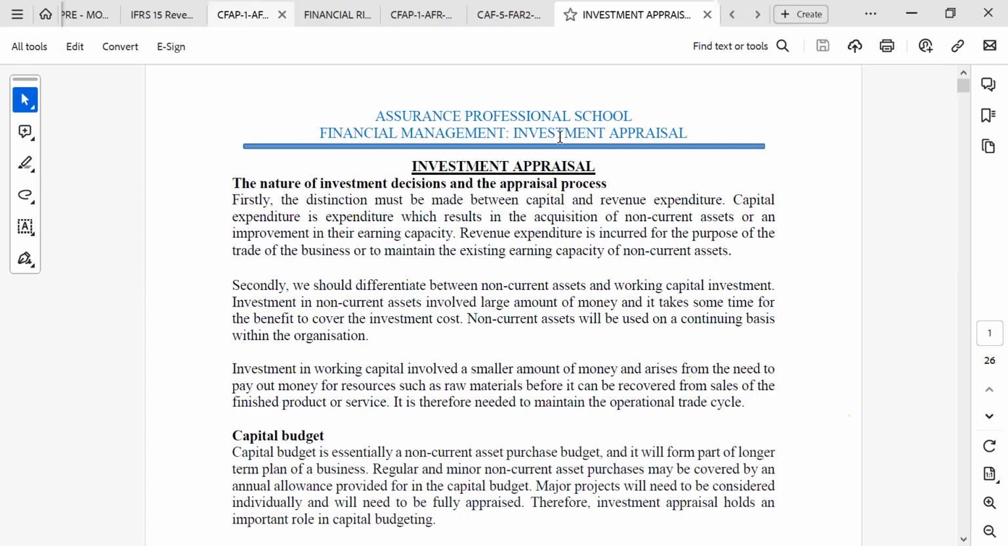But for a profit-making organization, the project should be having a positive what? Return. The motive is that the project must what? Maximize the welfare of the shareholders.